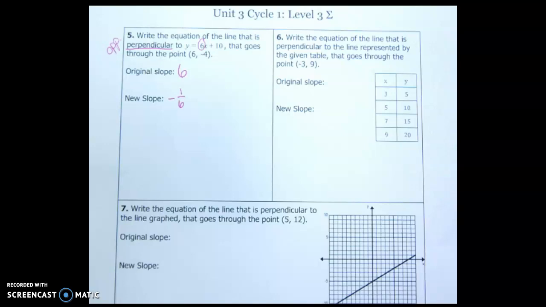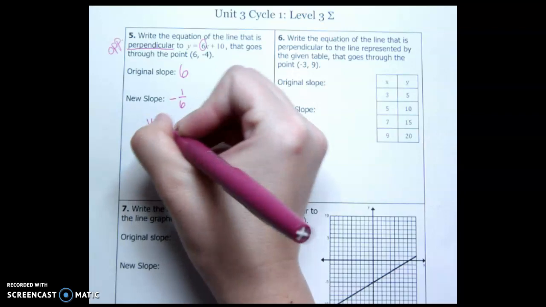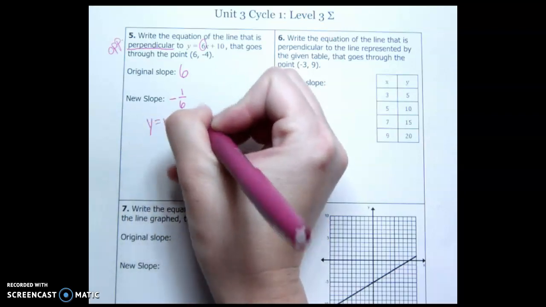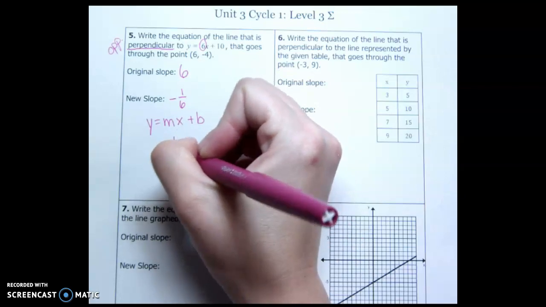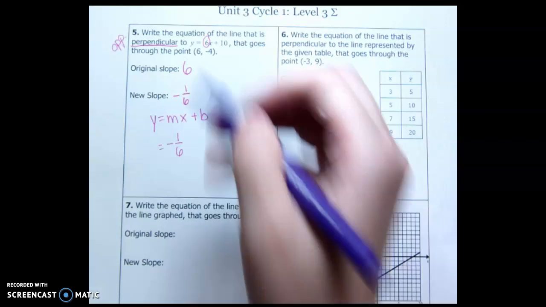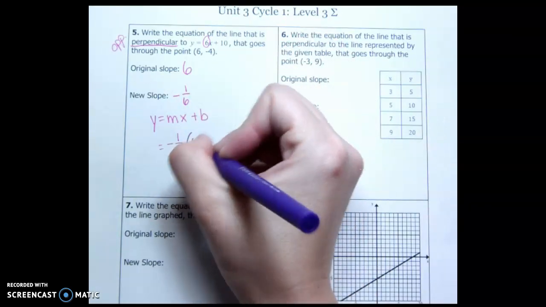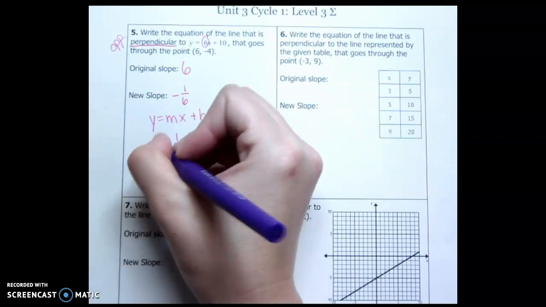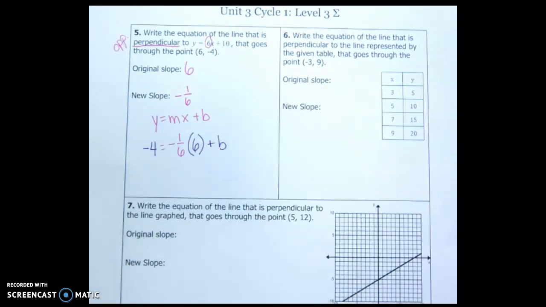Okay, and then we plug in our new point. So we could even do y equals mx plus b. I can put in my new slope here for m. And then I can use my point that they give me, (6, -4), and put them in here. So my x value is 6, my y value is negative 4, and then we can solve for b. Okay, we don't know what b is.